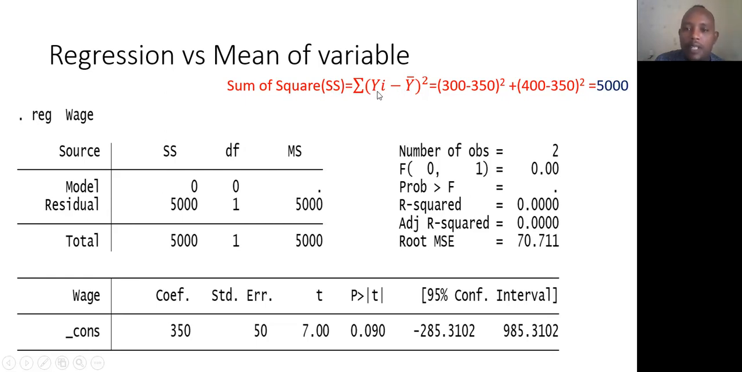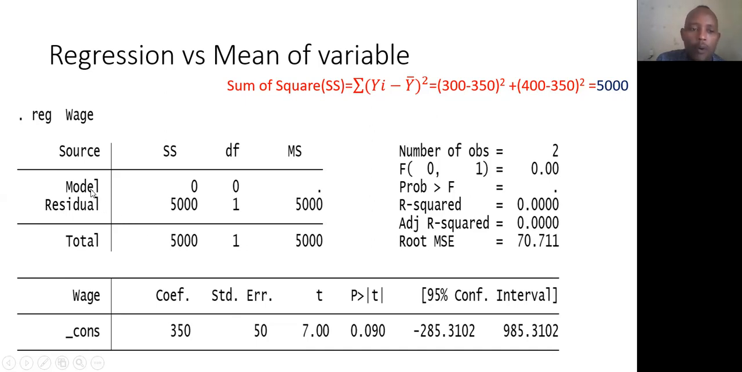Let me show you the concept of sum of squares. How can we derive it? We deduct the mean value from each dependent variable observation. Here we have two observations, 300 and 400. When we deduct the mean value from such observations, look at here, we obtain 5,000. The same thing here, 5,000.